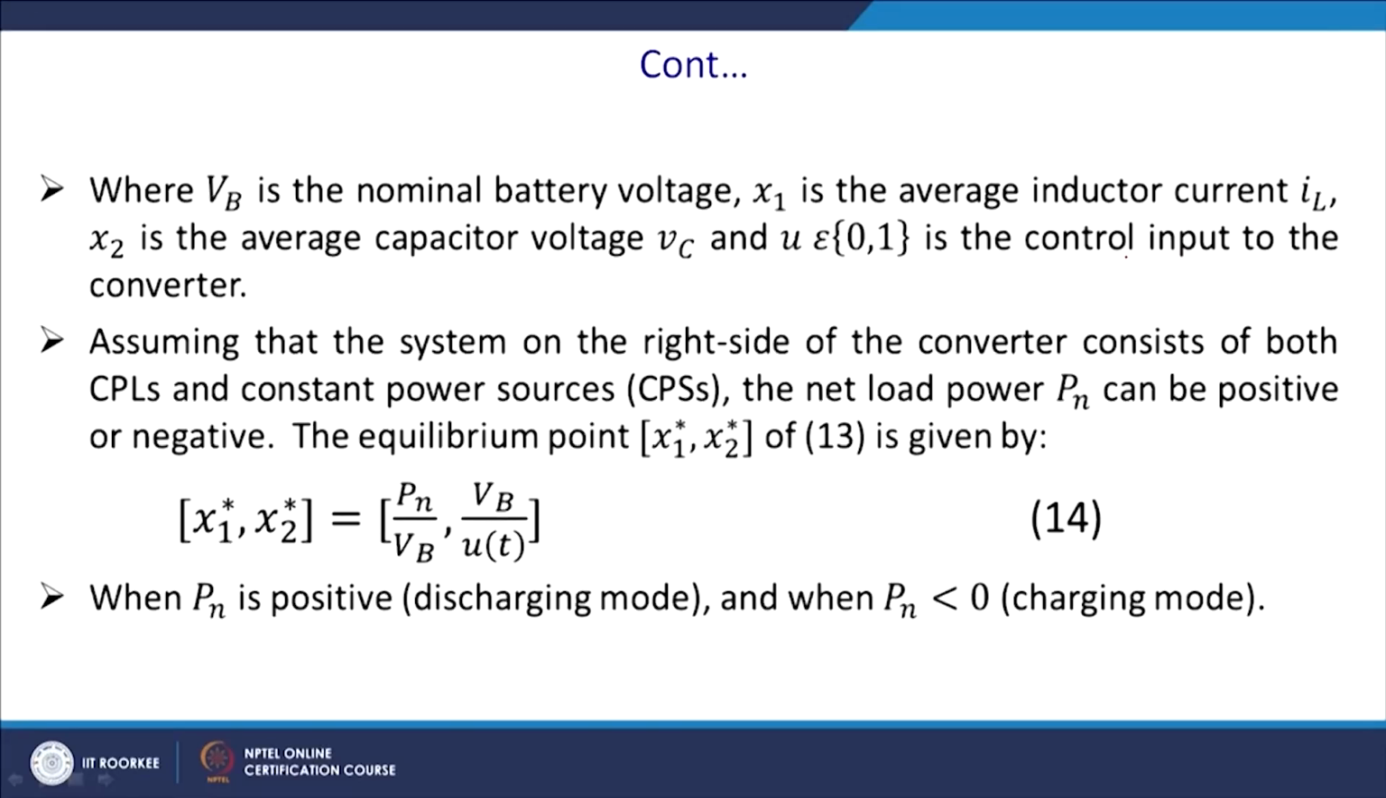Assuming that the system on the right hand side of the converter consists of both CPLs and constant power sources, the net load power Pn can be positive or negative. The equilibrium points x1 and x2 can be recalculated, and you can find x1 and x2 equal to Pn by Vb and Vb by u, where Pn is positive in discharging mode and Pn is negative in charging mode.